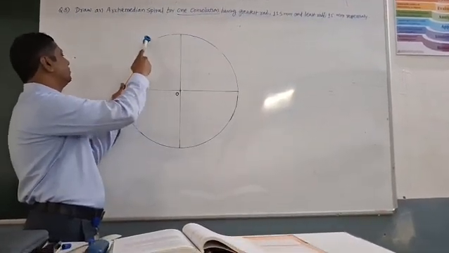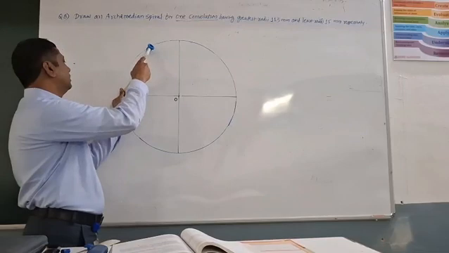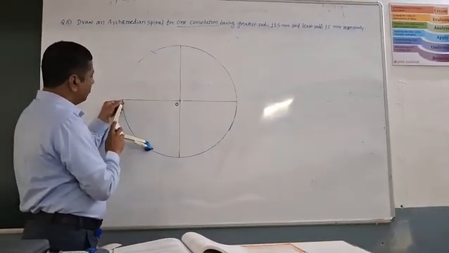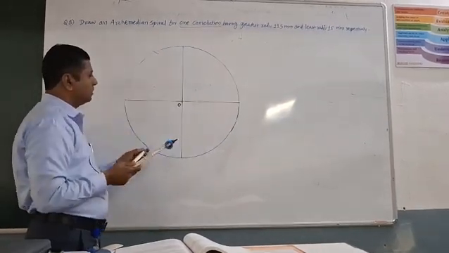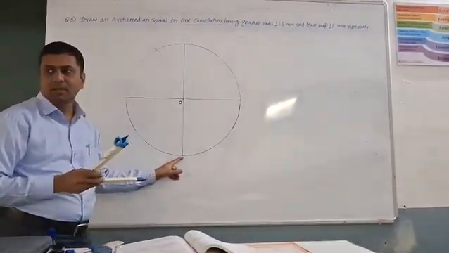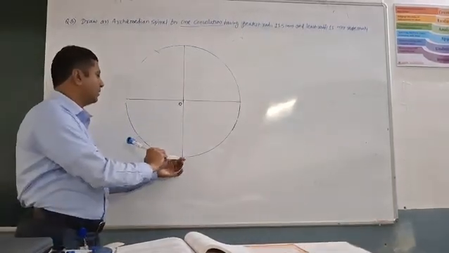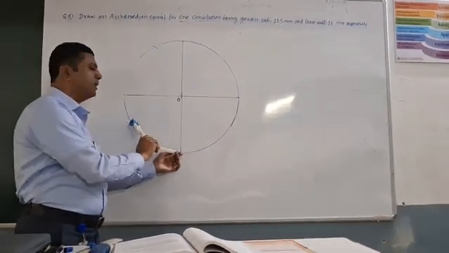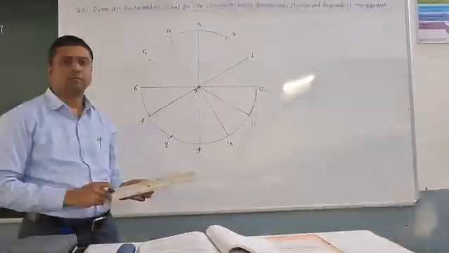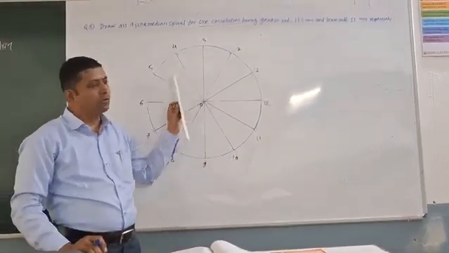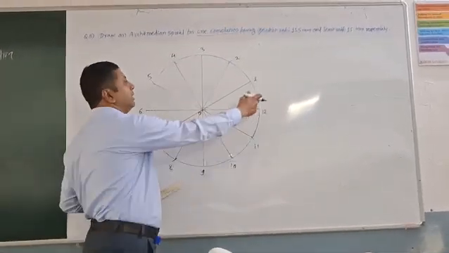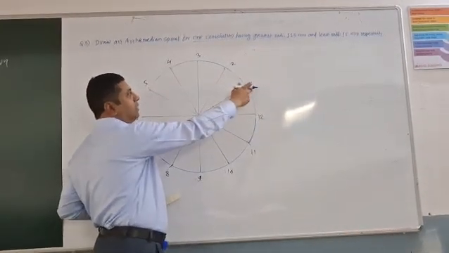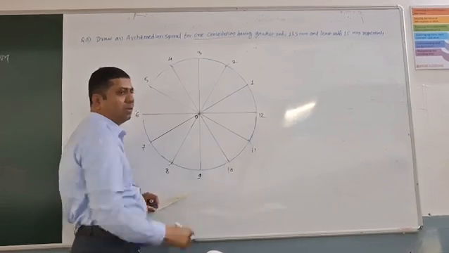Keep the compass on the first intersection point, draw arcs at the top and at the bottom. Similarly, keep it at the side intersection points, draw on the left side and right side. So we have divided the circle into 12 parts, and give the numbering in anti-clockwise direction like this, starting from 1 here, 1, 2, 3, 4 up to 12.